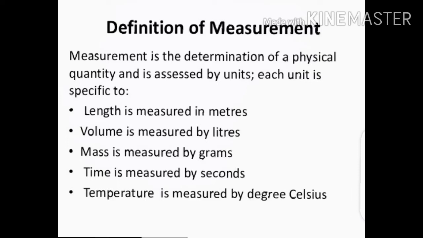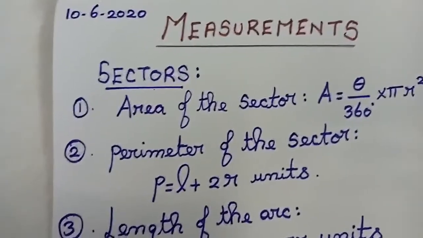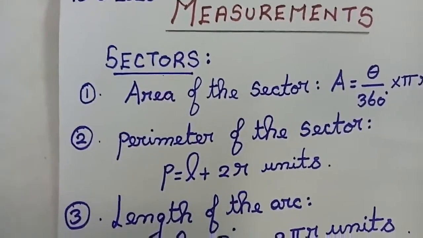We are having different shapes here. In particular, in this class, we are going to discuss only about the sector and its respective formulas. So, what is the meaning of sector? The plane surface that is enclosed between two radii and a circular arc of a circle is called a sector. Now, we are going to see the important formulas based on sector, students.